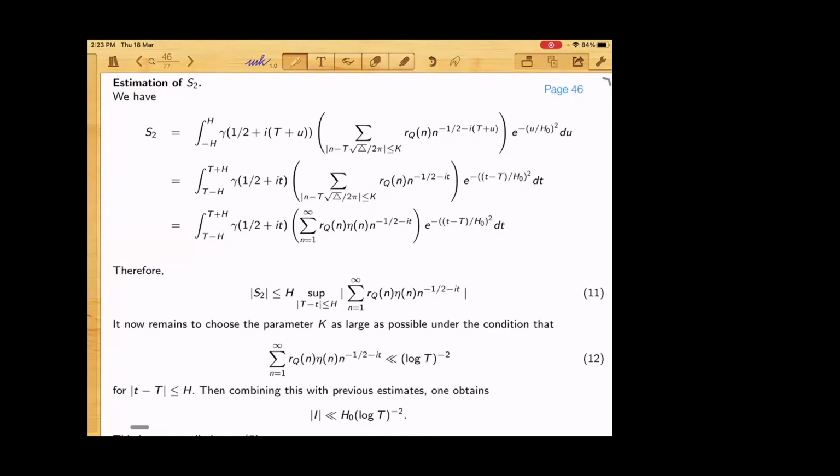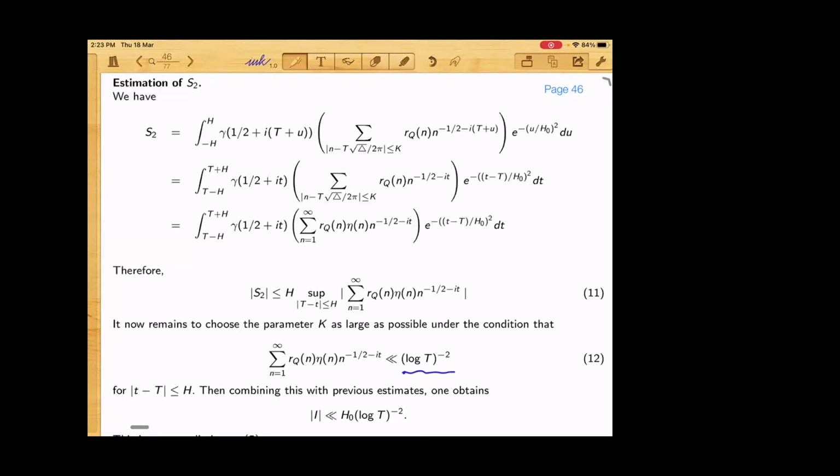Okay, therefore we need to choose the parameter K as large as possible so that H can be made as small as we want. So the objective is to show that this sum is less than some T to the power minus epsilon, whenever T and T' are at a distance of H.